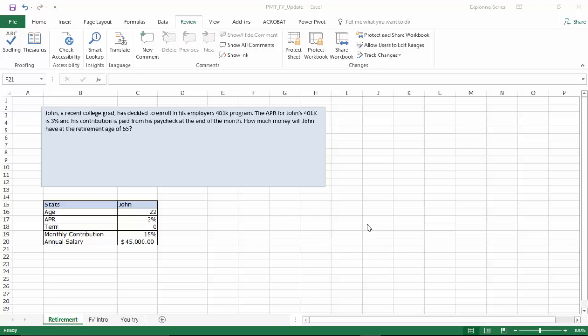I would assume that nobody in this class came to college so they could work forever. And ultimately, your goal is to retire one day. Well, one thing the future value function can help you do, along with many other things, is help you figure out how much money you will have when you retire. So let's talk about retirement a little bit.